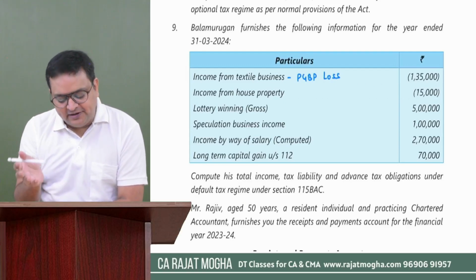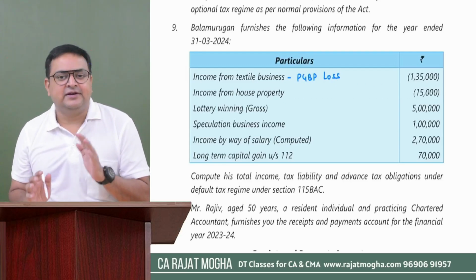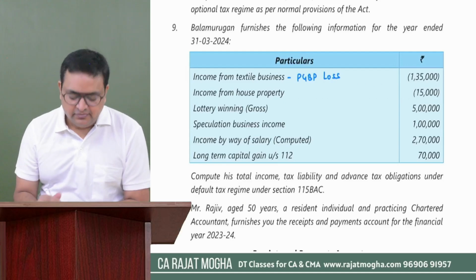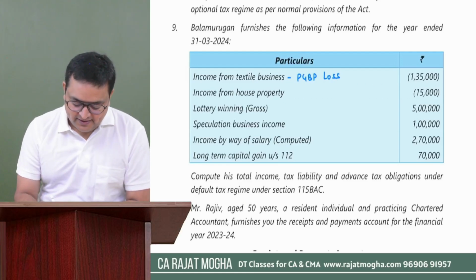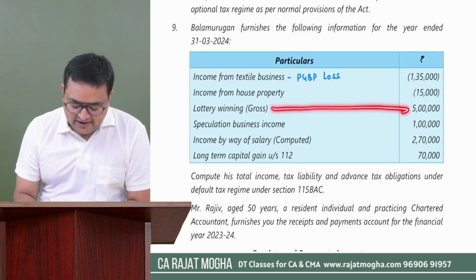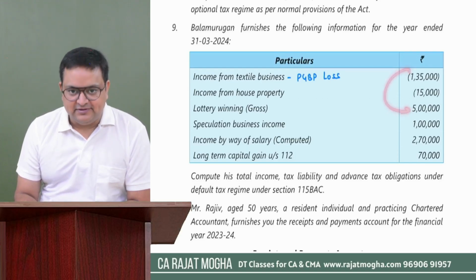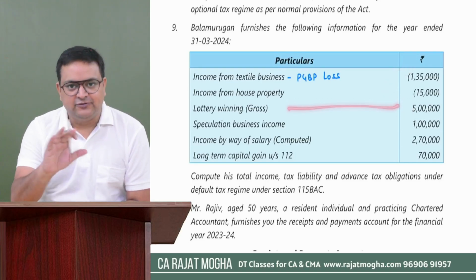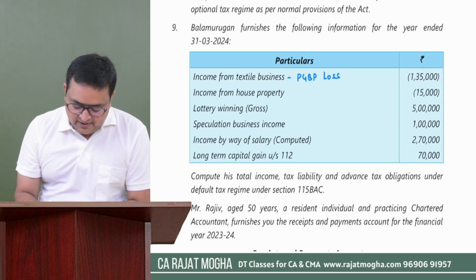If this had been the optional tax regime, then we can easily set it off from other heads of income, except casual, of course. Lottery winning 5 lakh rupees, so it's a casual income. No loss can be set off from this winning. We have to pay tax at a rate of 30%, and it's a gross amount.